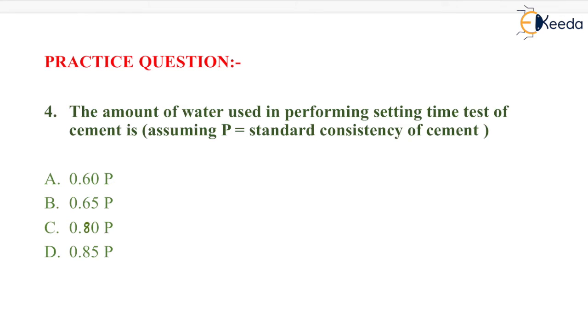A neat cement paste is prepared by gauging cement with 0.85 times the water required to give a paste of standard consistency. So the correct option is 0.85P, that is option D. That is all about this problem.